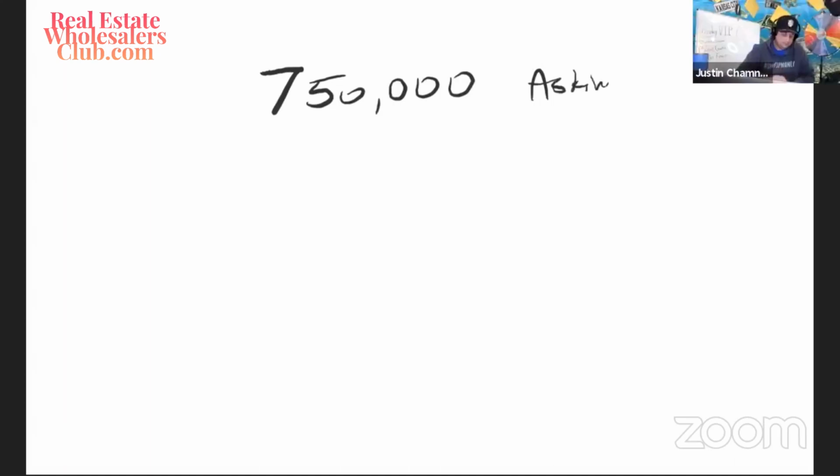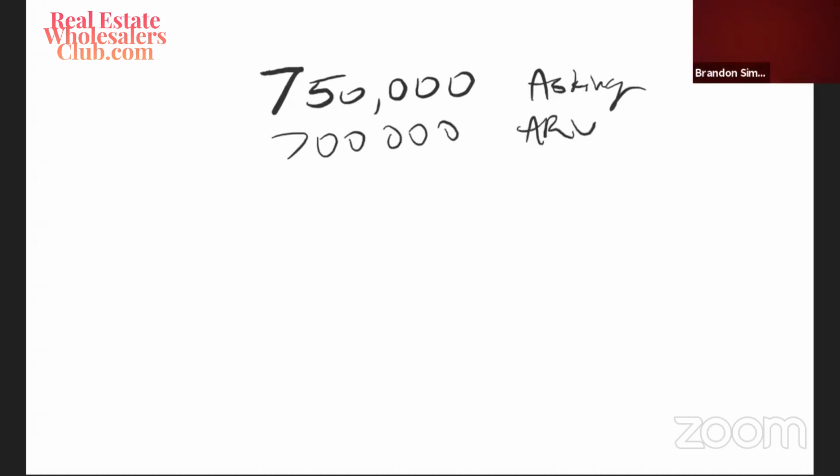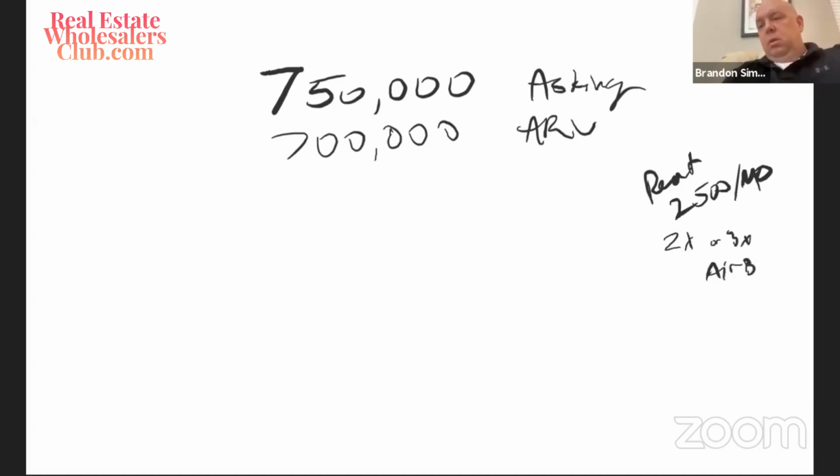That's a good question. So let me go ahead and write this out so we can walk through this. So the 750 is the asking price. The ARV is probably around 700. How many of us are throwing those deals away? By the way, the monthly rent is $2,500 a month, which seems pretty cheap. This will probably be 2x or 3x on an Airbnb during the prime time, pretty easily.